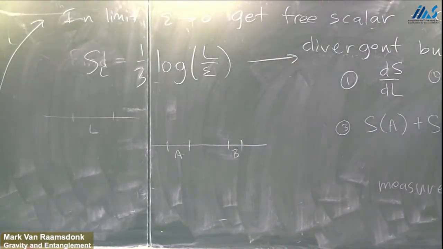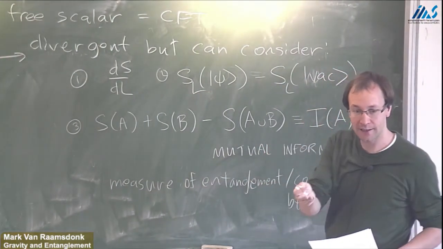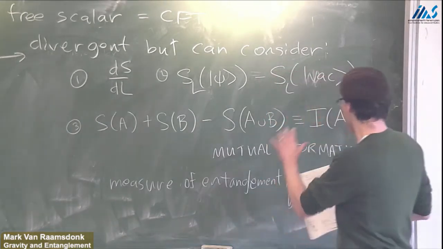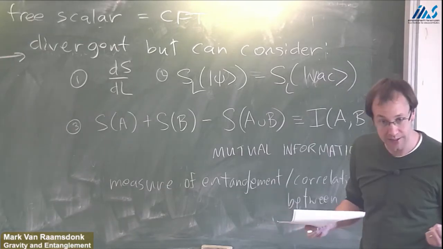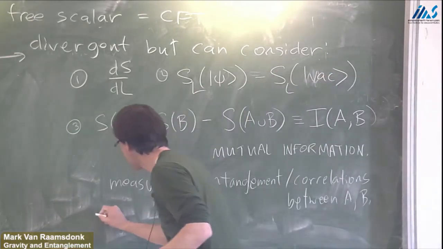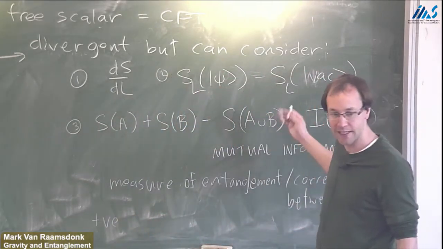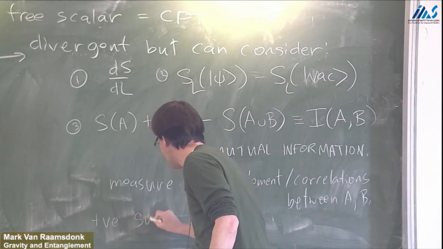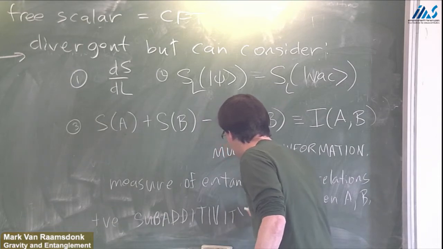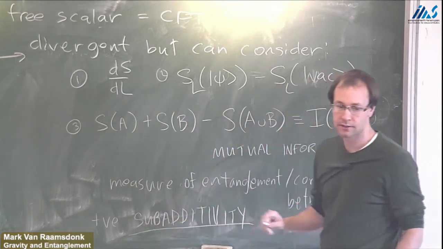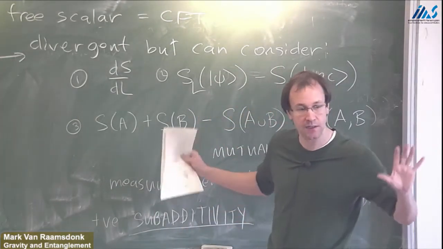The point of this is that all of these are actually finite quantities. And it's a very good question whether it's positive, and it turns out that it's an easy exercise to show that it's always positive. So this is always positive. And that follows from a property of entanglement entropies called sub-additivity. And that's true of any quantum system.